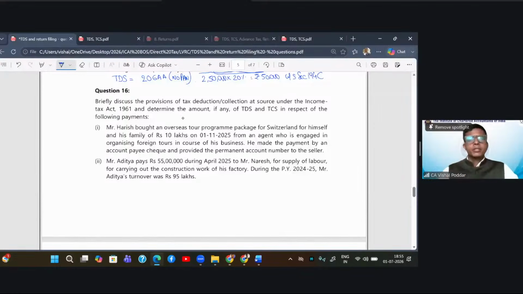Again, you have to assess the TDS/TCS applicability. Mr. Harish has bought an overseas tour package for Switzerland for himself and family for 10 lakhs from an agent who is engaged in organizing foreign tours. So wherever a person is going on a foreign tour, there is a specific TCS, not TDS. Now, TCS applies in such cases on the foreign tour package amount.